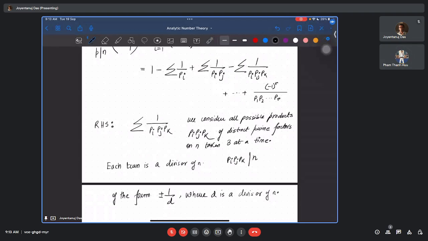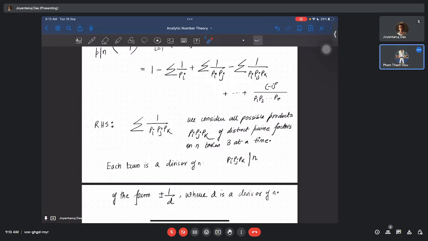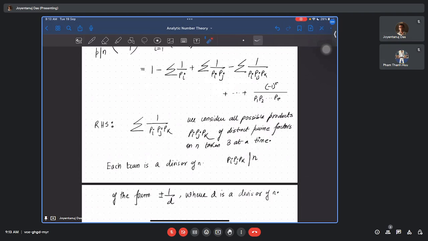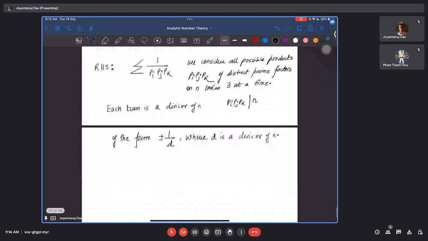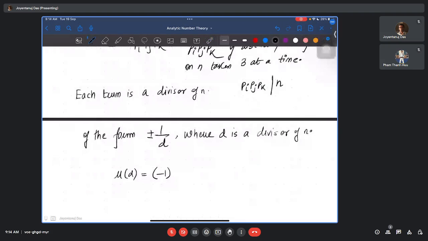So each number in the summation on the right hand side is nothing but 1 by d for some divisor d of n, and it is either plus or minus depending upon the sign. But the sign we can handle, right? I know that mu of d is nothing but minus 1 to the power k, where k is the number of prime factors in d.